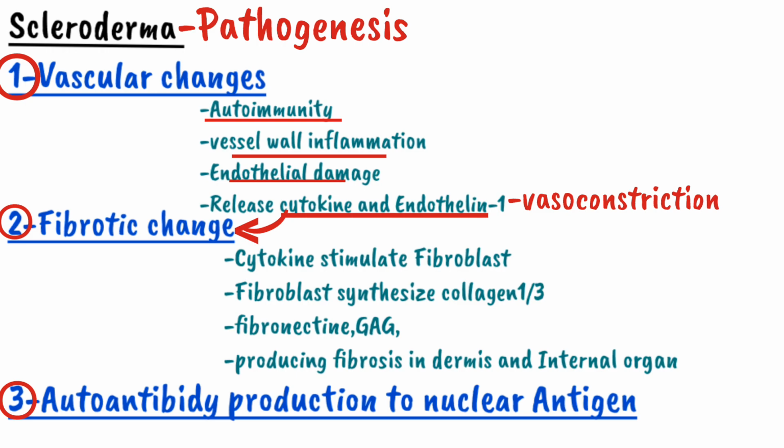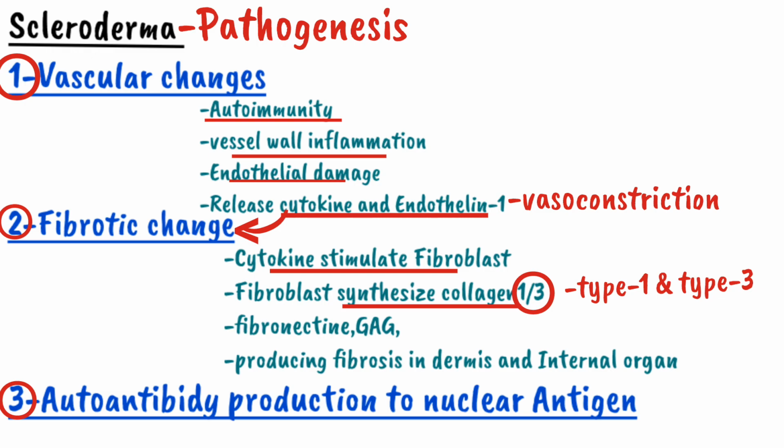In fibrotic changes, the cytokine which stimulates the fibroblast will synthesize collagen, primarily type 1 and type 3 collagen. Along with type 1 and type 3 collagen, the fibroblast will also produce fibronectin and glycosaminoglycan. Due to production of these substances, there will be fibrosis in dermis and internal organ. Apart from that, there will be an antibody production to nuclear antigen. So these antibodies can be detected in serum.